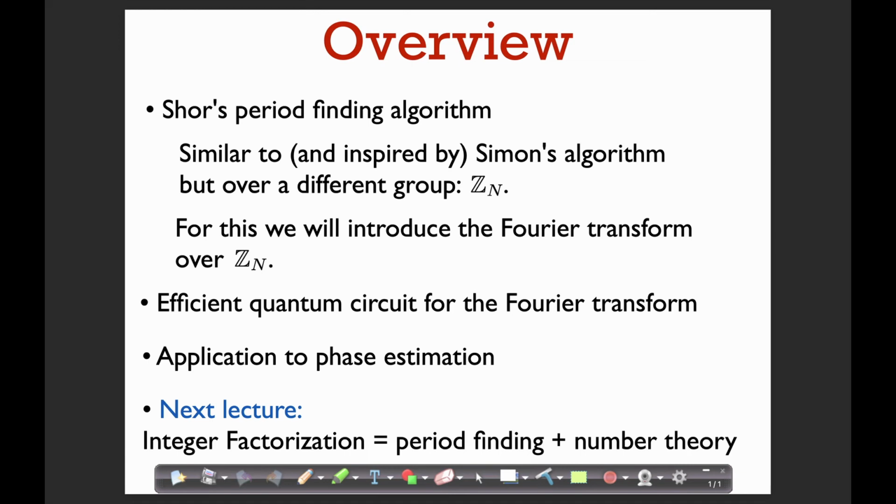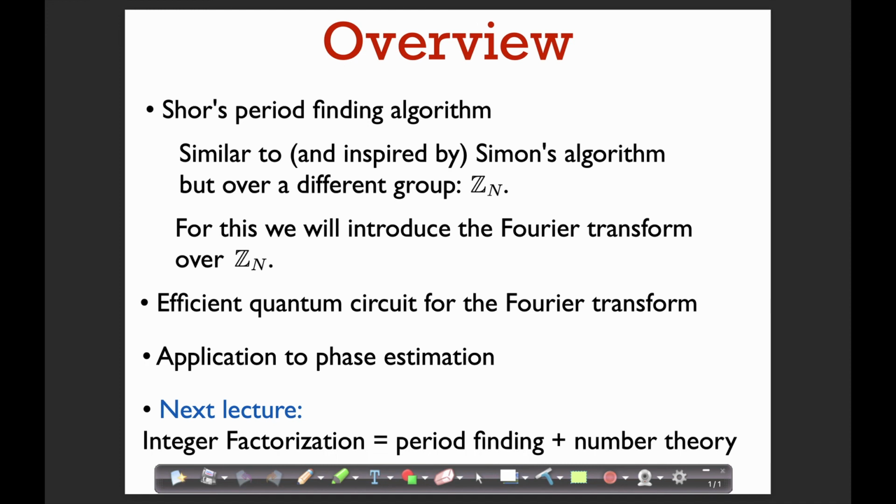In Simon's algorithm, we use the Fourier transform over Z_2^n, which is just the Hadamard transform. So to solve the period finding problem over the integers modulo n, we're going to develop the Fourier transform over the integers modulo n. That's the first thing that we're going to do. We're going to motivate and introduce the Fourier transform over the integers modulo n. Next, we'll see how to design an efficient quantum circuit for the Fourier transform over the integers modulo n. And then we'll also talk about some applications of the Fourier transform to phase estimation, which is a very important quantum algorithmic primitive that we'll see many times throughout the course.